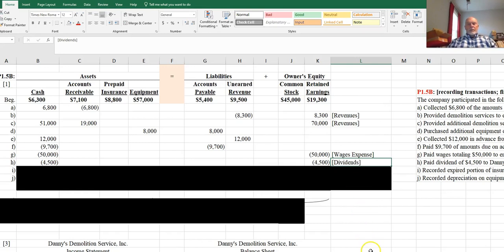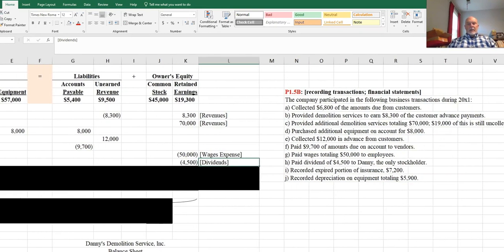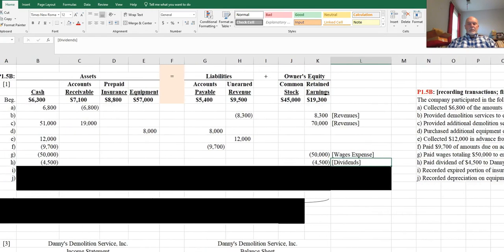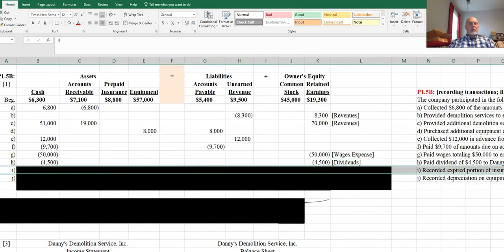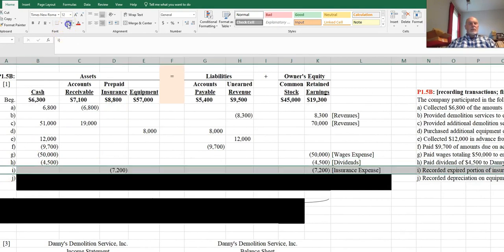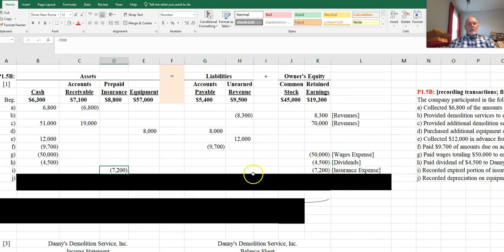Okay, and then we have two more, I and J. And I is we recorded the expired portion of insurance, which is $7,200. So remember, we had some prepaid insurance of $8,800. Now $7,200 of that is expired, which reduces the asset, and the expired portion is now recorded as an expense, insurance expense, which now relates to the past.